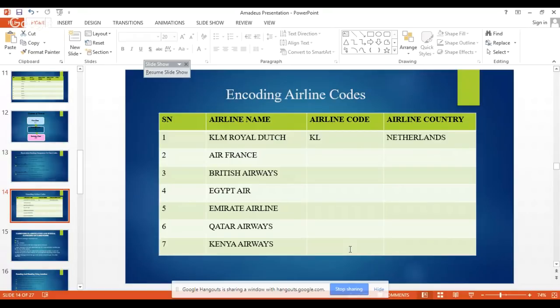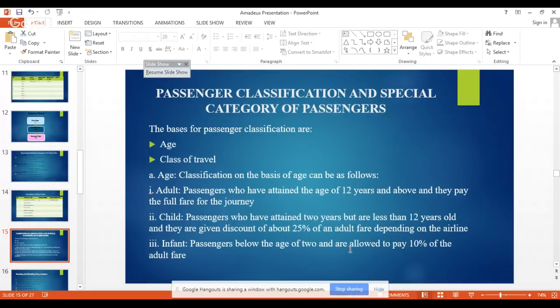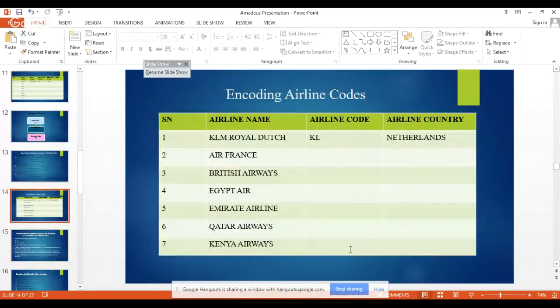The next one, we have Qatar Airways. The code for Qatar Airways is QR, Quebec Romeo, and the airline country is Qatar as well. Then the last one there, we have Kenya Airways. The airline code for Kenya Airways is KQ, Kilo Quebec, and the airline country is Kenya. Let me quickly chip in something before we move on.